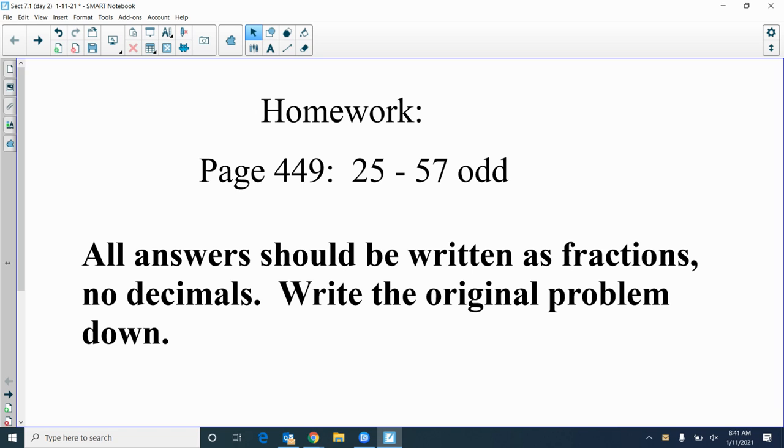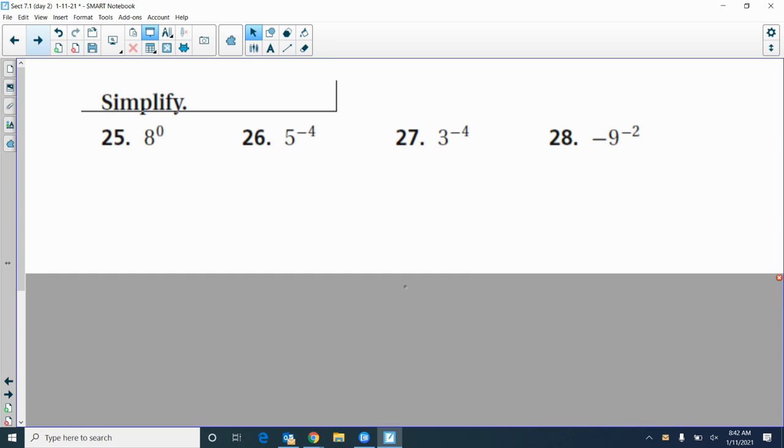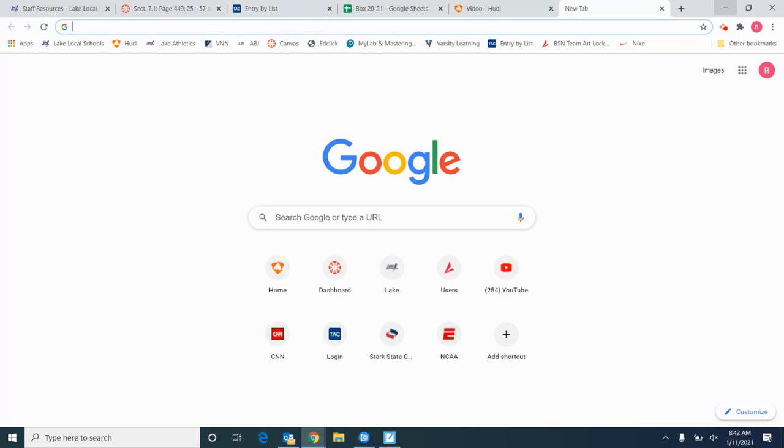Here, no decimals. And it's important to write the original problem down. So now as we're doing these first few, the sign is key. Is it positive in the end? Is it negative? What's it going to be? All right, even if you didn't do it, be ready to answer.